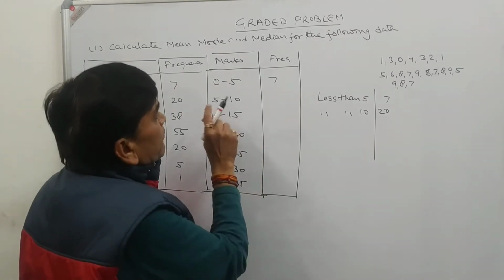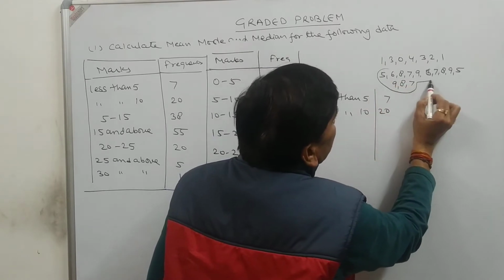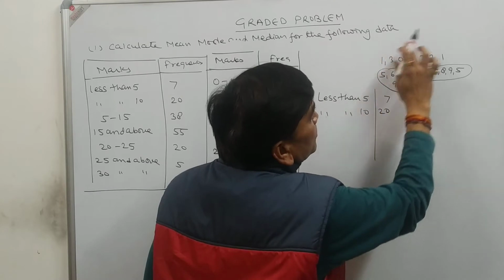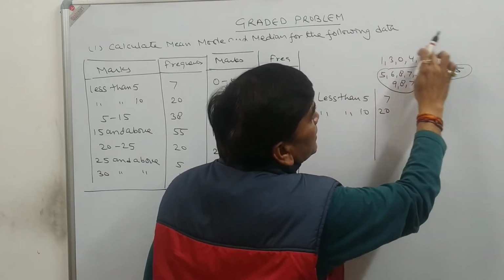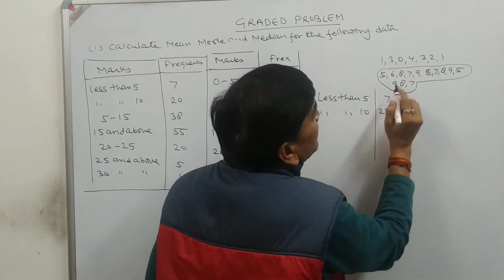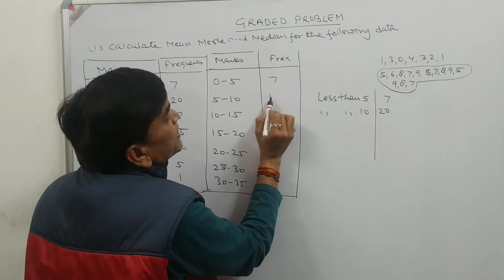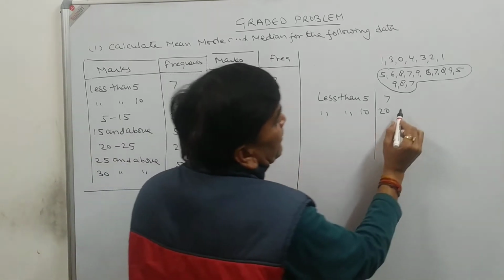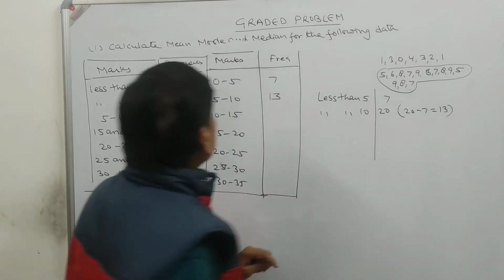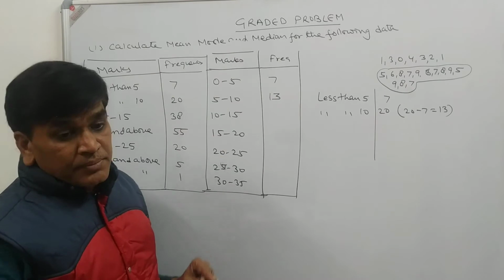But if I require 5 to 10, I will include only these numbers. So these total numbers are less than 10, the number is 20. But if I require 5 to 10, I will include only these 13 numbers. So the frequency for this is 13. We have 20 minus 7 is equal to 13. Okay, so there is no problem in 0 to 5 and 5 to 10.